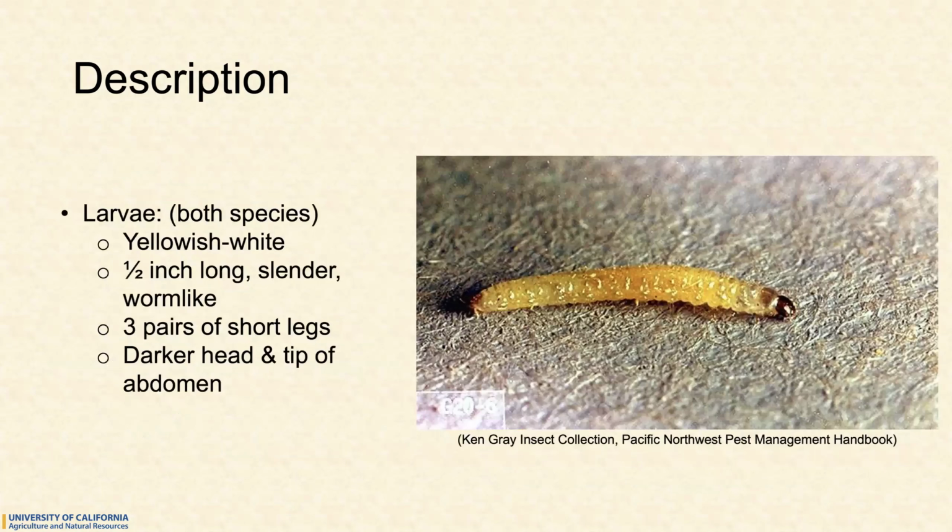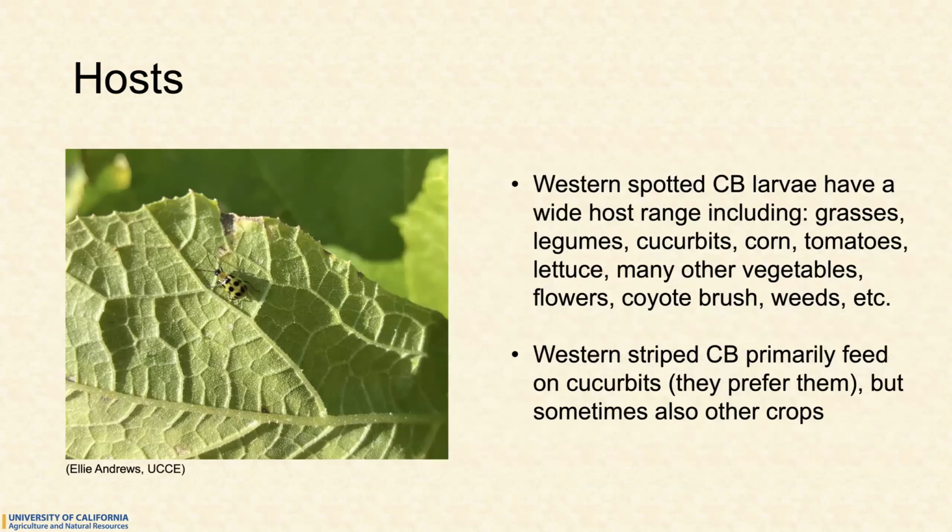The larvae of both species are yellowish white in color. As you can see here, they're about half an inch long, kind of slender and worm-like. They have three pairs of short legs, and they have this darker head or tip of their abdomen.